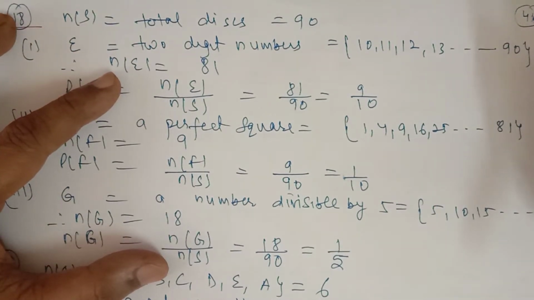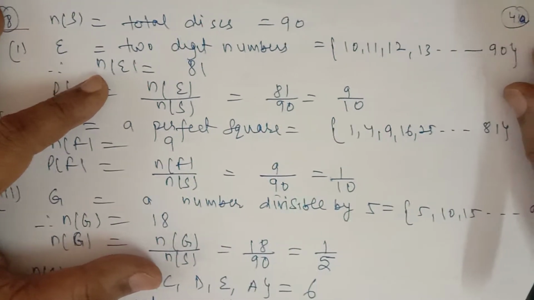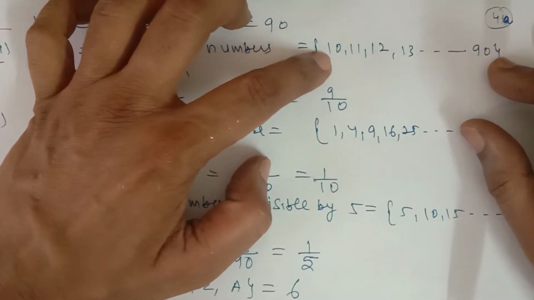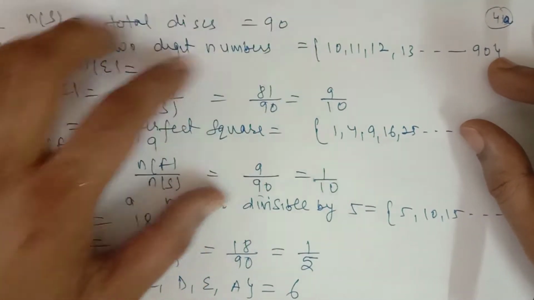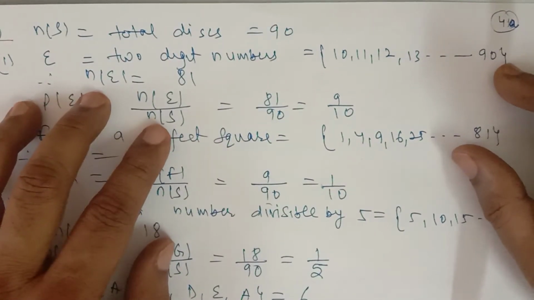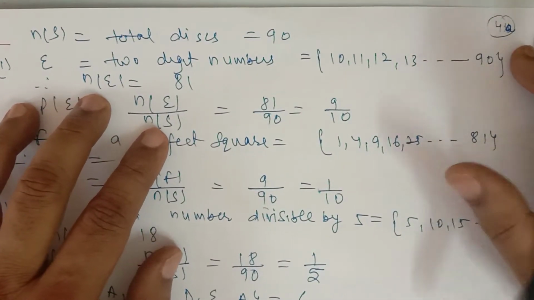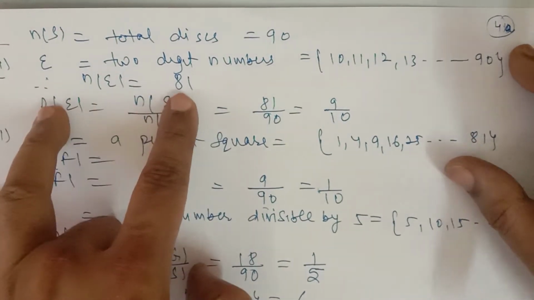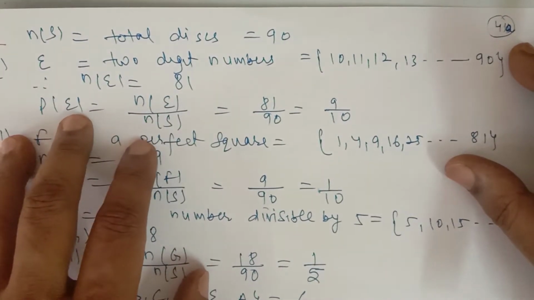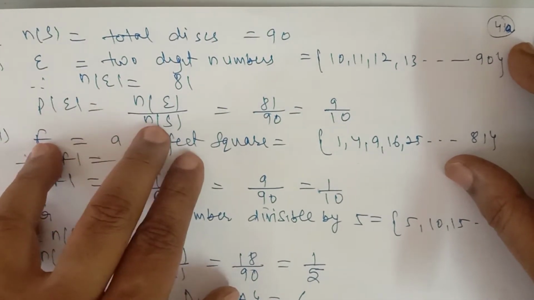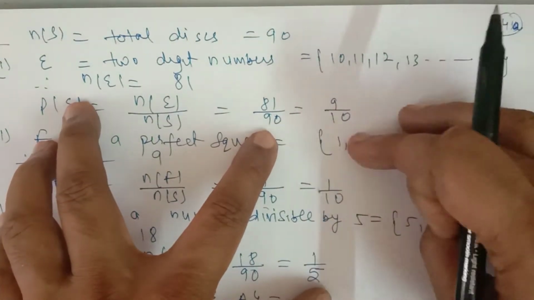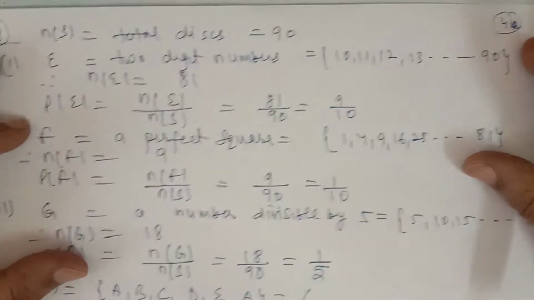So the 2-digit numbers start from 10. So from 10 to 90, how many 2-digit numbers will be there? From 11 to 90 there are 80, plus 10, that is 1, that is 81 two-digit numbers from 1 to 90. So let the event be E, the 2-digit number, and NE will be equal to 81. So the probability of this event E is NE upon NS, which is 81 upon 90, that is 9 upon 10. This is the first part.